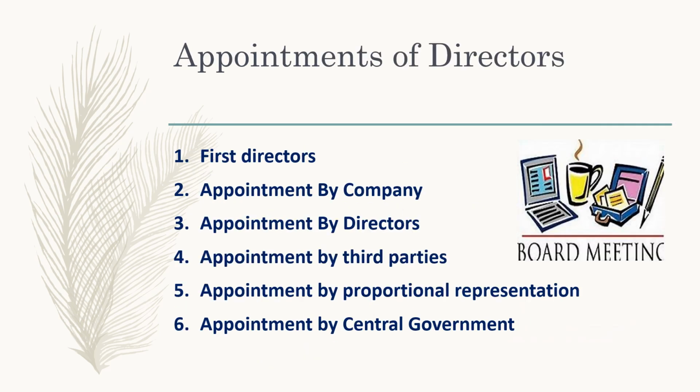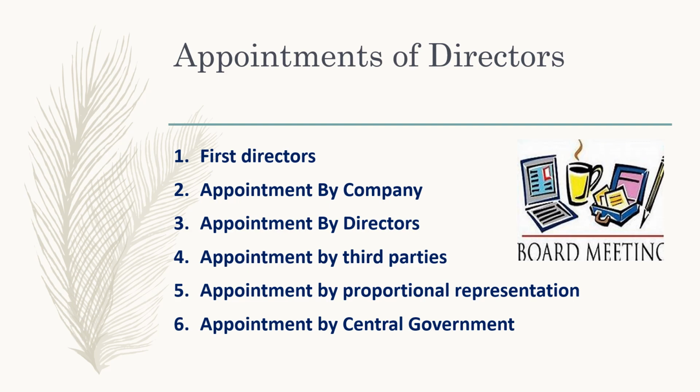The next point is the appointment of directors, how they appoint the directors. First directors: generally promoters become the first directors, and they are named in the articles of the company. Then appointment by the company: the shareholders appoint at least two-third of the total number of directors. That means the shareholders of the company can appoint the directors, two-third of the total number.